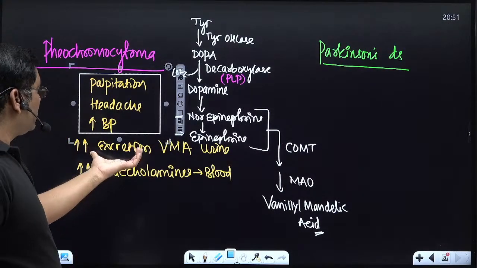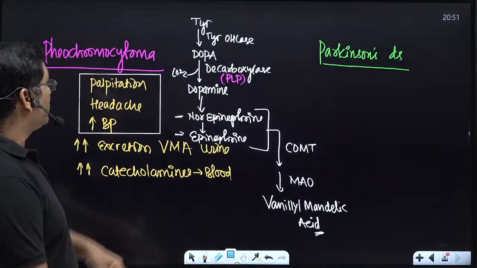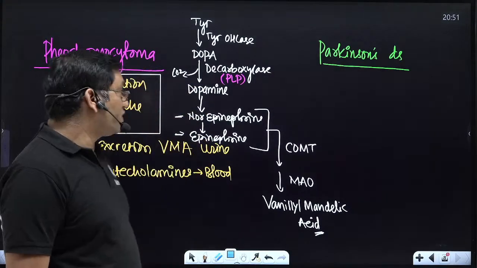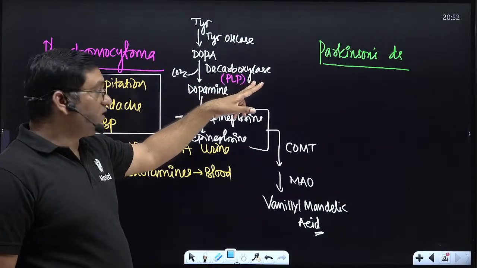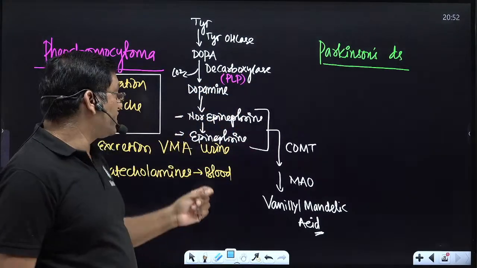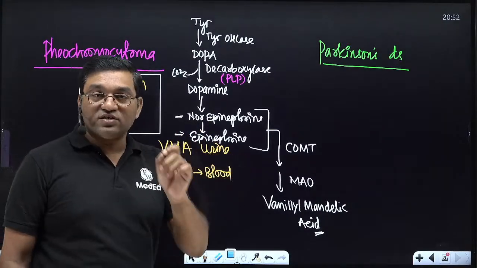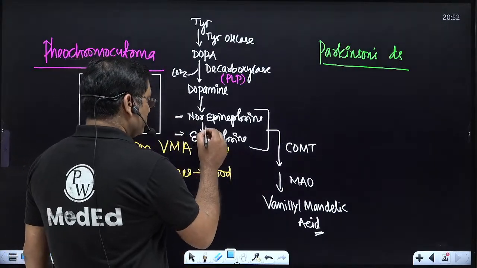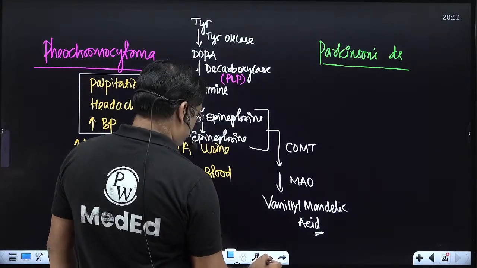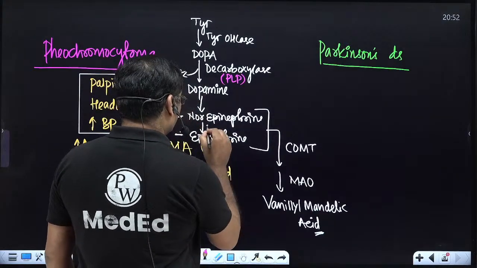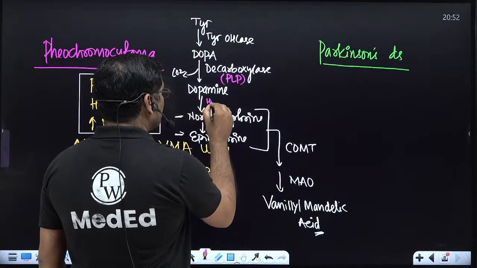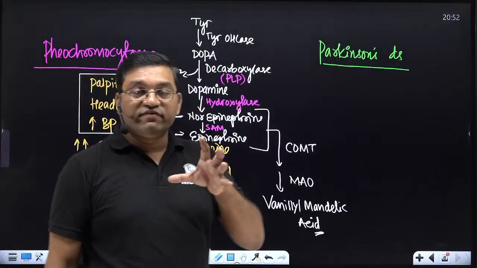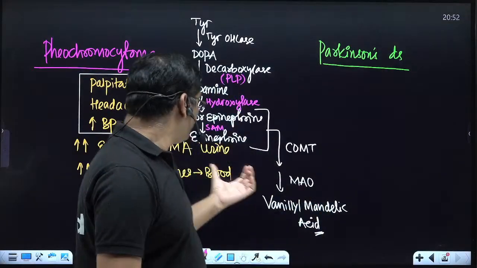Increased catecholamines in the blood, increased excretion of VMA, vanillyl mandelic acid, in the urine. It is related with the catecholamine synthesis of dopamine, norepinephrine, epinephrine. So this dopa decarboxylase is a pyridoxal phosphate dependent reaction, dopamine hydroxylase is a vitamin C dependent reaction, and norepinephrine to epinephrine conversion is a methyl transferase reaction, in which the methyl group is donated by S-adenosyl methionine. This is hydroxylase. Remember, norepinephrine has no methyl group, epinephrine has a methyl group.